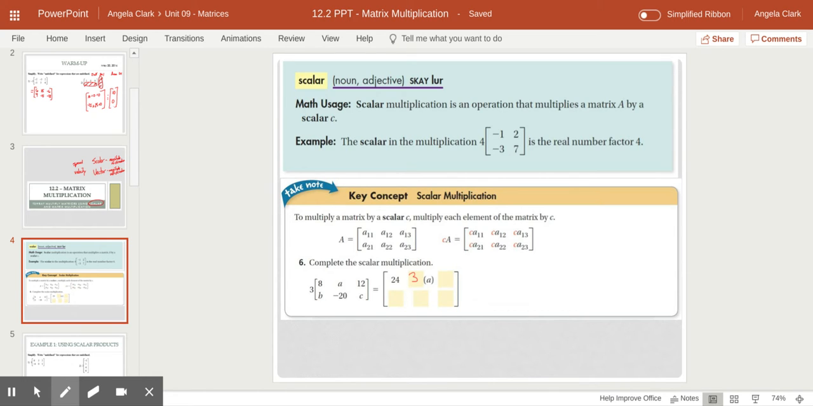And then if I multiply 3 by 12, I'm going to get 36. 3 times B is just 3B. 3 times negative 20 is negative 60. 3 times C is 3C. So like I said, you're literally just multiplying everything in the matrix by the scalar. So let's look at a couple more examples of that.